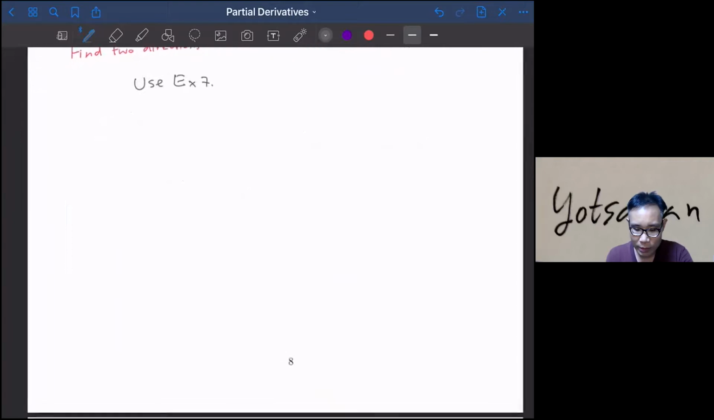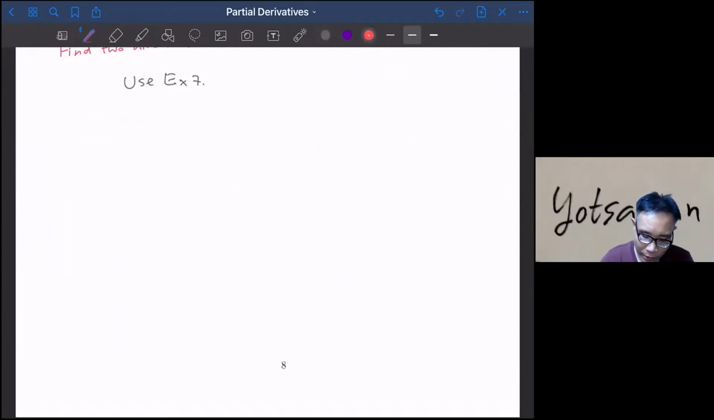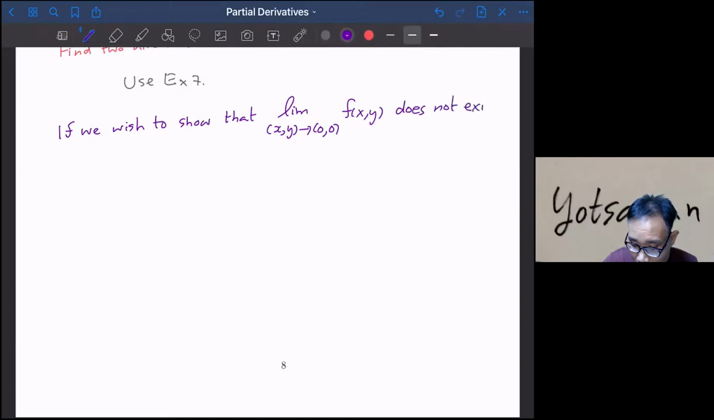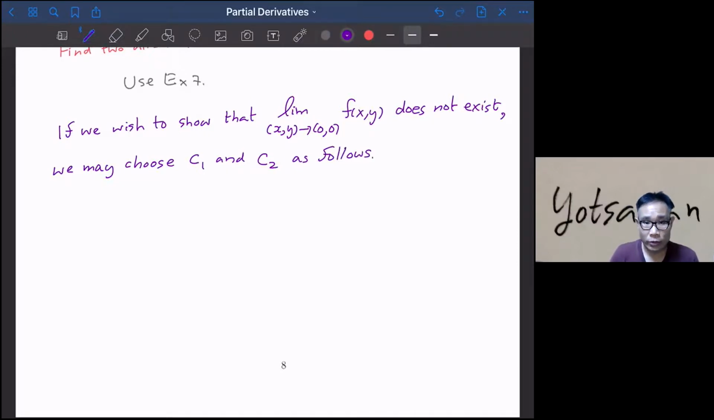Let's conclude this a little bit. If you'd like to show that the limit as (x, y) goes to (0, 0) of f(x, y) does not exist, we may choose C1 and C2 as follows.